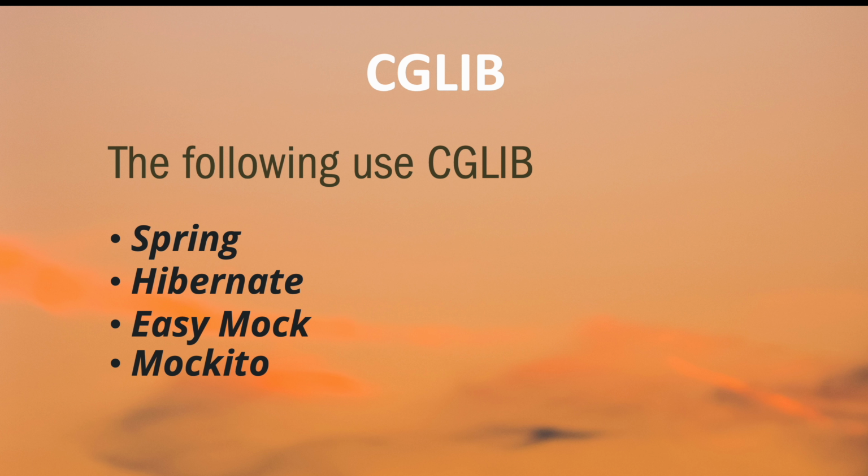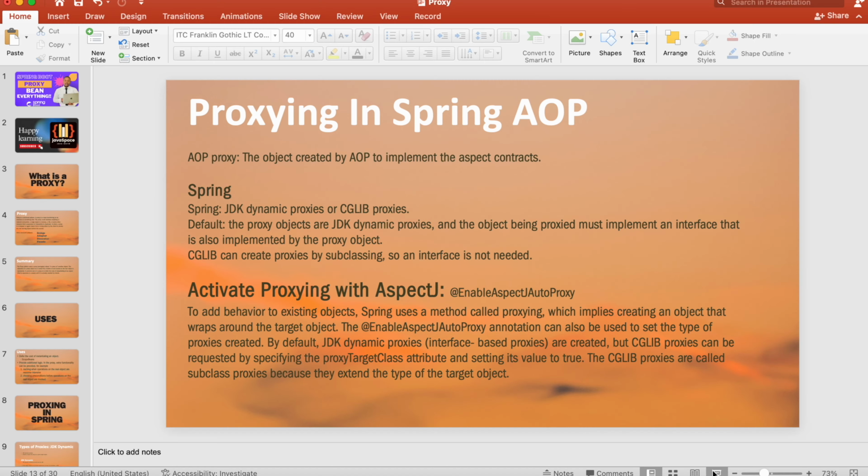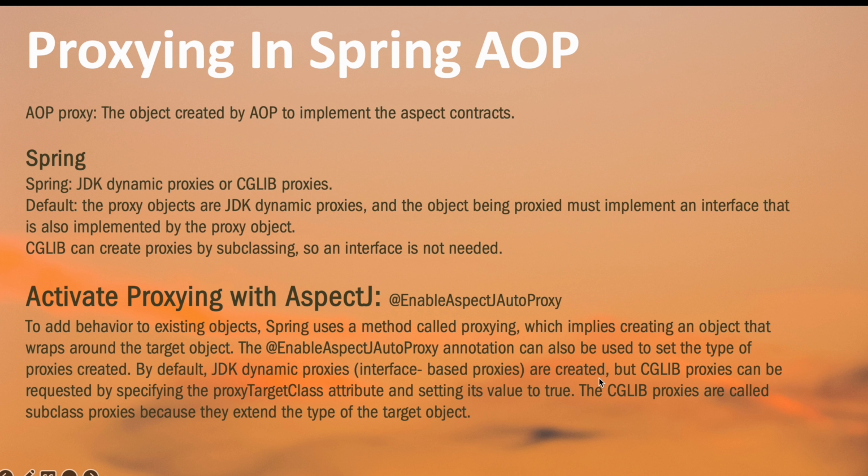Spring uses it, Hibernate uses it, EasyMock uses it, Mockito uses it, and many other libraries that I'm not aware of. So let's talk now about proxying in Spring AOP. An AOP proxy is the object created by AOP to implement the aspect contracts.